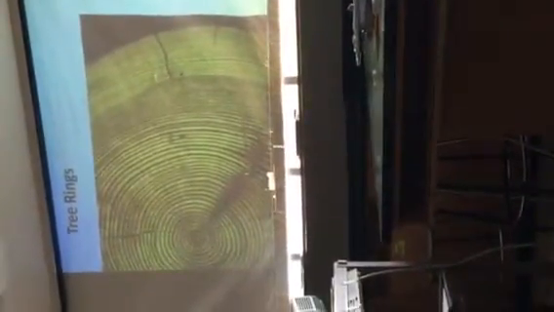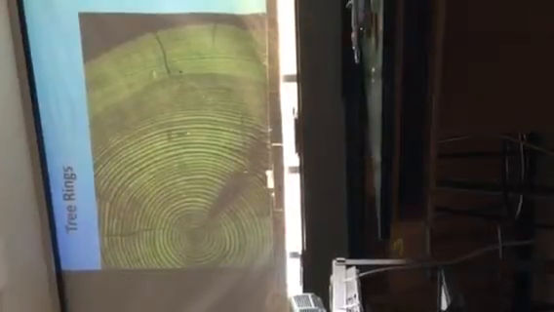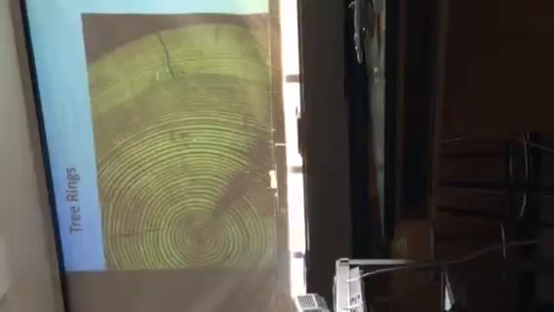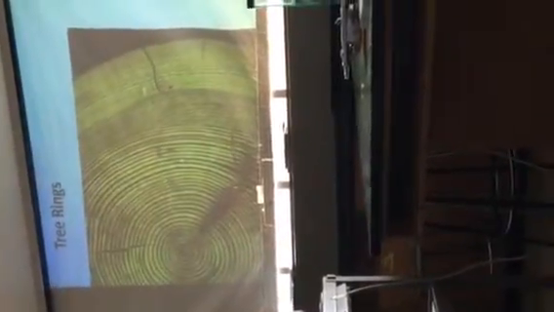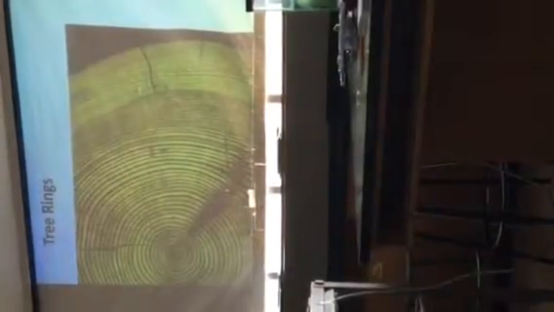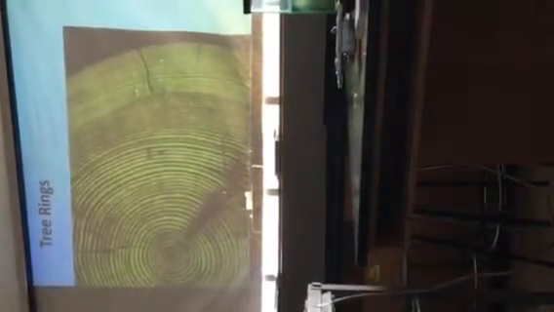So if I cut this tree down today, and I was counting it, then this is the year 2016, and I would count back, that's 550 years ago, 551 years ago, 552 years ago, 553 years ago. Make sense? Yeah. So I could estimate when this climate changed.